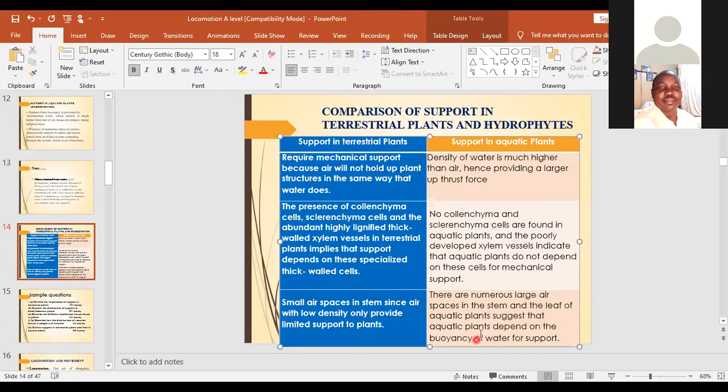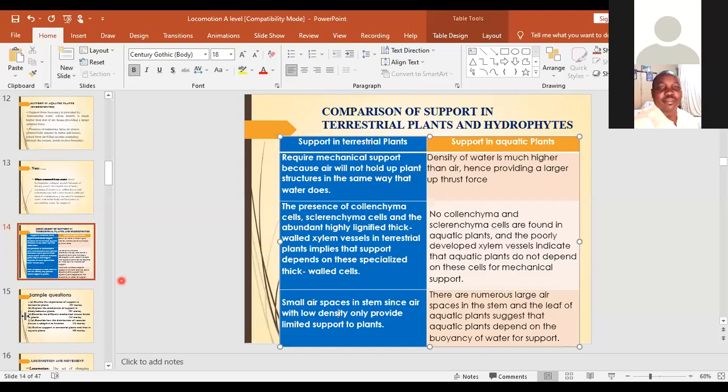So this suggests that their support will depend mainly on buoyancy, the ability to float on top of the more dense water, such that they can maintain their position and absorb as much light as possible.